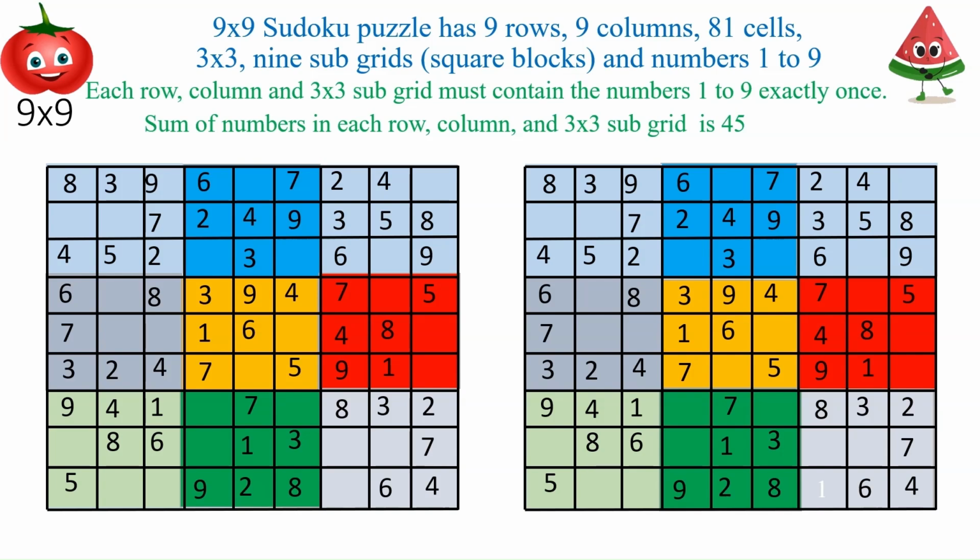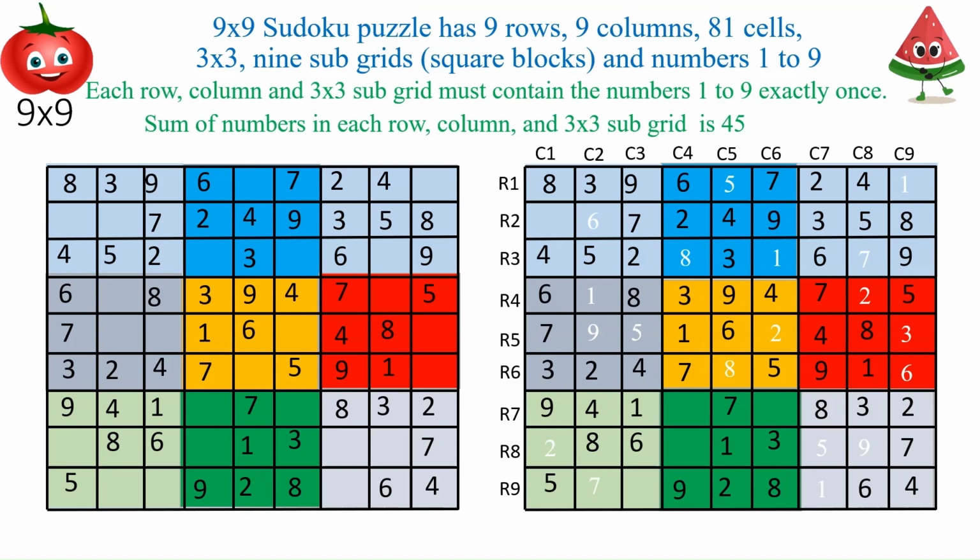Rows are marked R1 to R9 and columns C1 to C9. Start with rows, columns or subgrids which have few empty spaces and fill them in. I will complete the puzzle quickly by filling the empty spaces. Let's solve it together. After filling, verify each row, column and subgrid to ensure they contain the numbers 1 to 9 without repetition. And for more detailed steps, refer to the text on the screen.